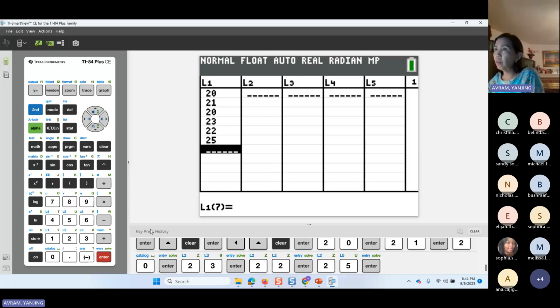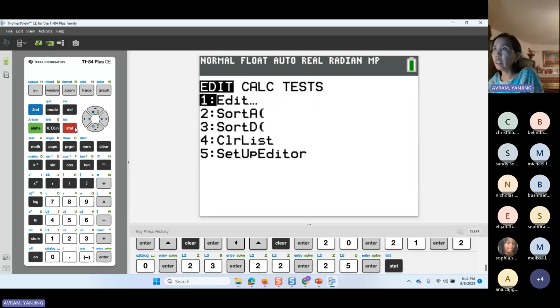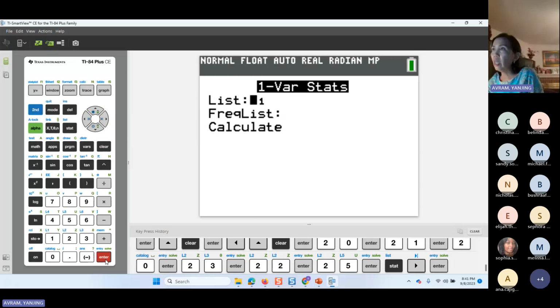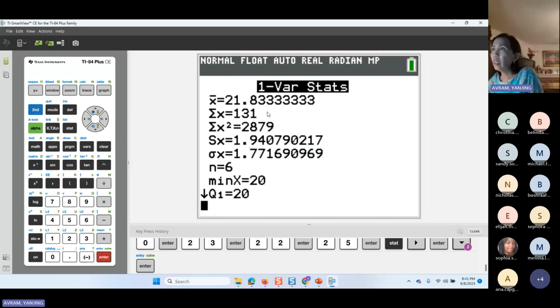All right, I'm going to input 6 data points here. Instead of using addition, I can use the stat function to find the mean. So I go to stat, then the second option, calculation, then one variable calculation. My default here is L1, so I just hit calculate. And this x bar is my mean.